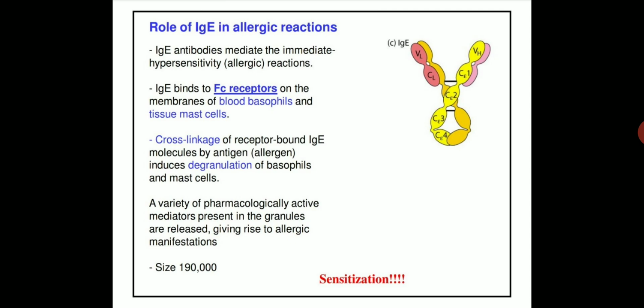IgE is present in serum in very low concentration because it has very potent biological activity. IgE antibodies are responsible for immediate hypersensitivity reactions in our body like hay fever, asthma, anaphylactic shock. It binds to the Fc receptors on membranes of basophils and tissue mast cells, and on binding to antigen results in degranulation of these cells and thus results in allergy.